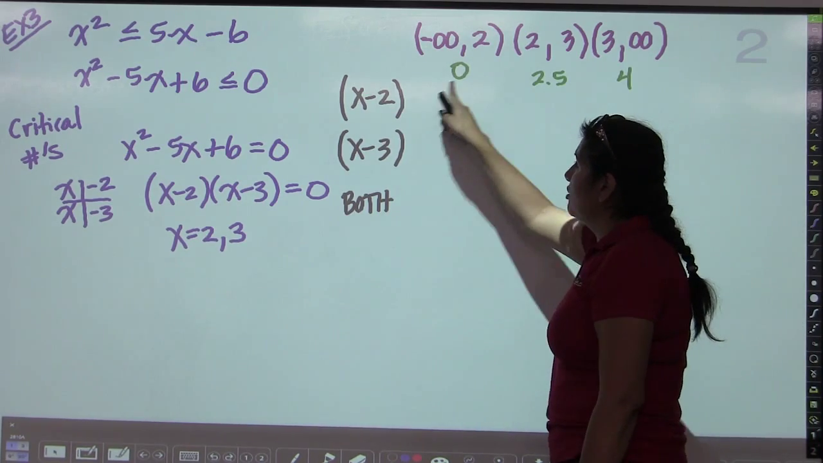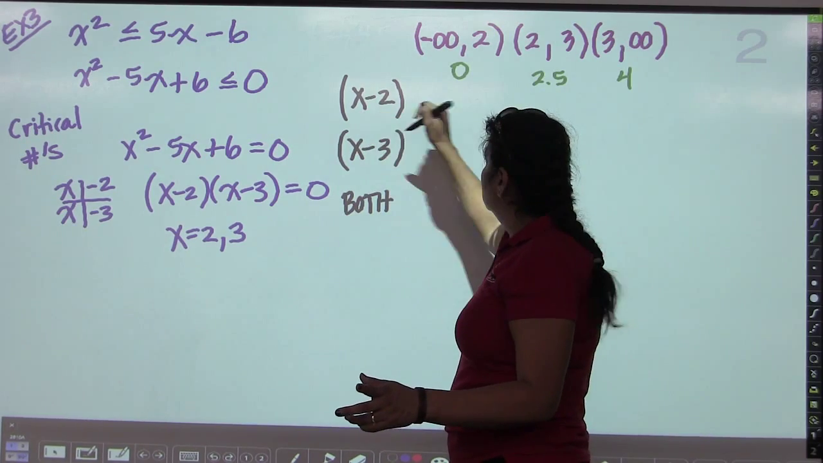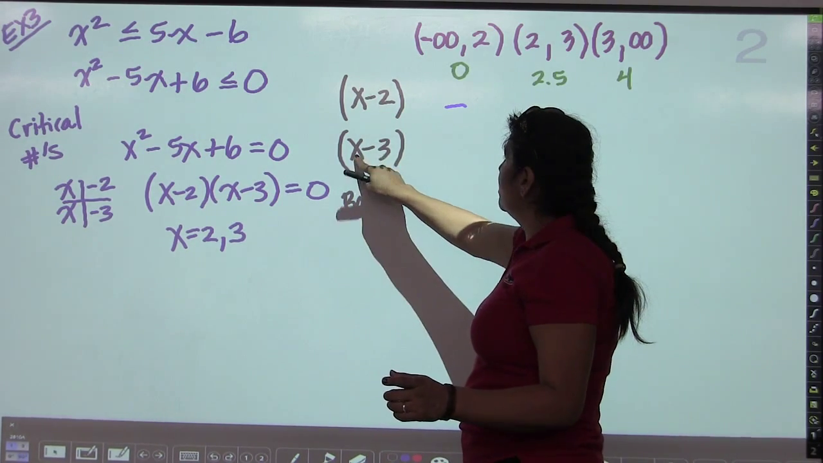So, when you plug 0 into this factor, what is 0 minus 2? Minus 2. It's a negative, right? What is 0 minus 3?